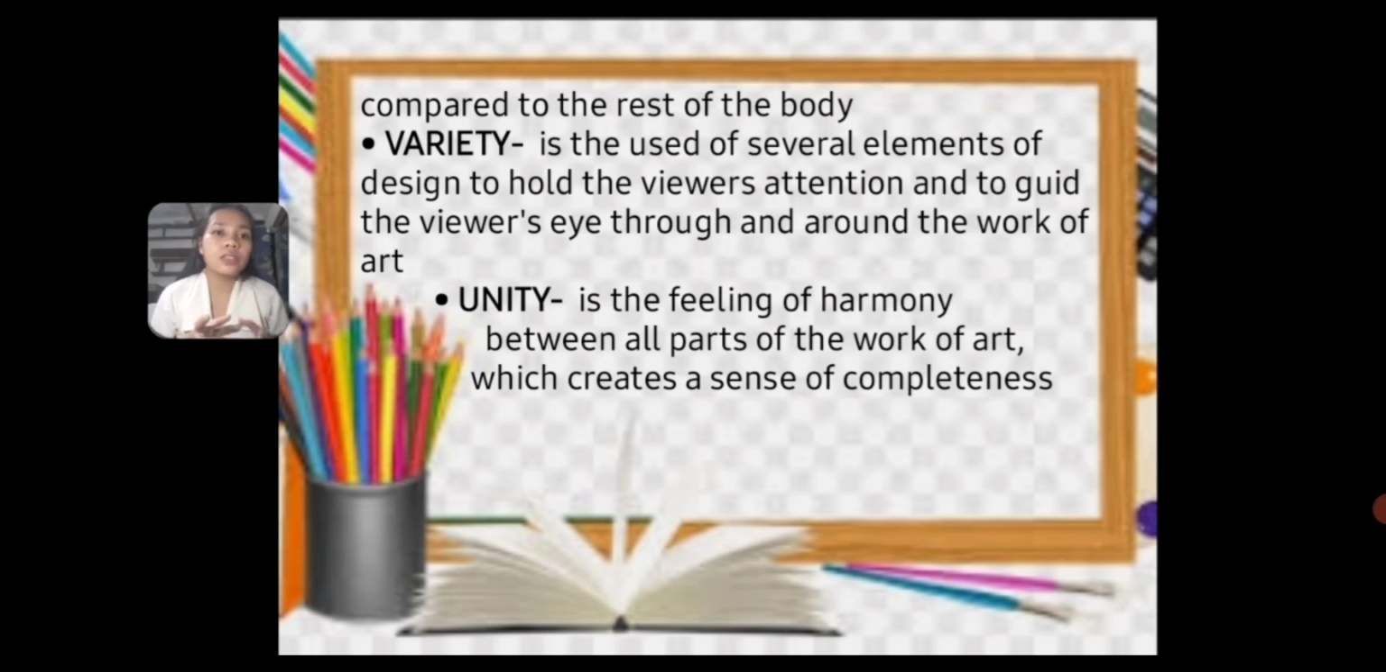So, then next is variety. Is the use of several elements of design to hold the viewer's attention and to guide the viewer's eye through and around the work of art. Then next is unity. Is the feeling of harmony between all parts of the work of art, which create a sense of completeness. So, unity and variety is important because without unity, an image or design is unreadable. And also, without variety, an image or a design is dull and uninteresting.